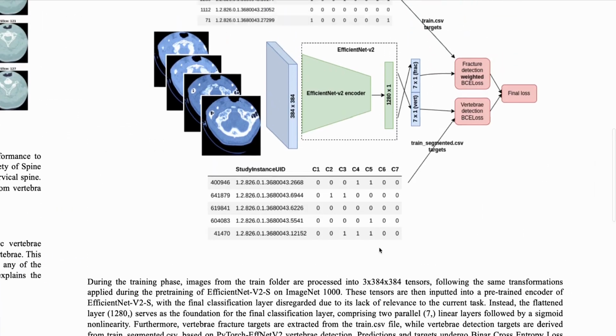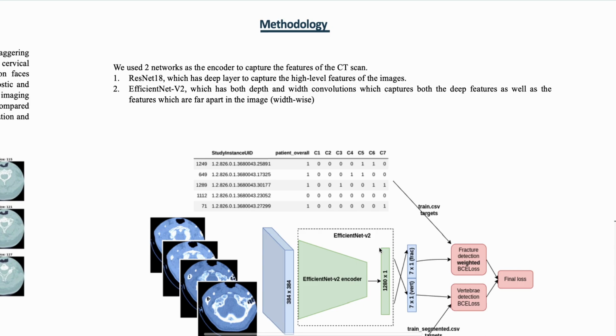To talk about our methodology, what we'd initially used is the ResNet 18. We knew that it captures the deep level information of features of an image. What we wanted to do this time was something even more vast, which was to use the EfficientNet V2 model, a pre-trained model which tries to capture both the depth and the width convolutions. This seemed like a pretty important thing, because the more detail we capture, the better, since it will help us predict the fracture, in case it exists, in a much better way.